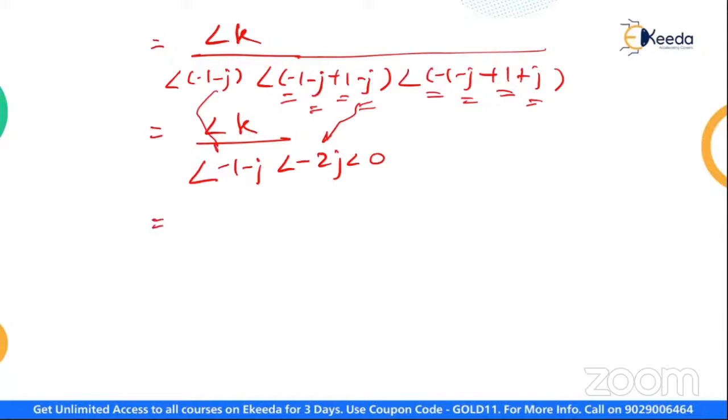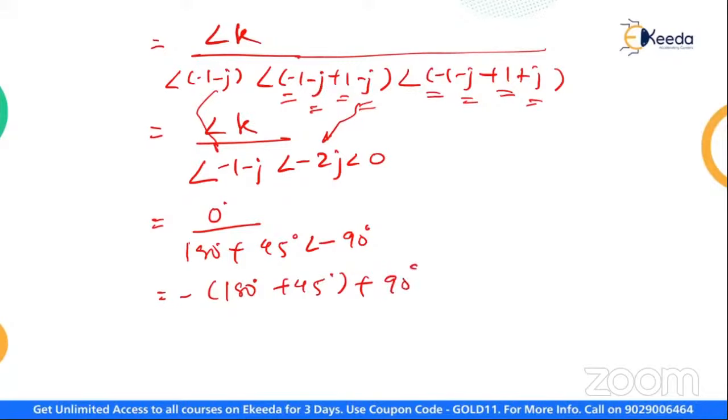Now you do that. What do you get? You get 0 degrees upon 180 degrees plus 45 degrees, at an angle of -90 degrees. Which is nothing but minus of (180 degrees plus 45 degrees plus 90 degrees). Minus 180 degrees plus this much is nothing but minus 180 degrees plus 45 degrees. Correct?